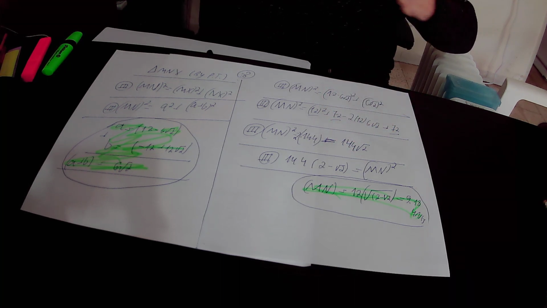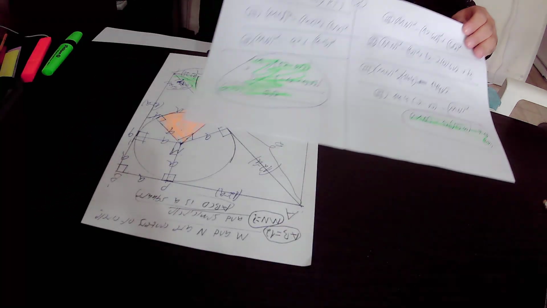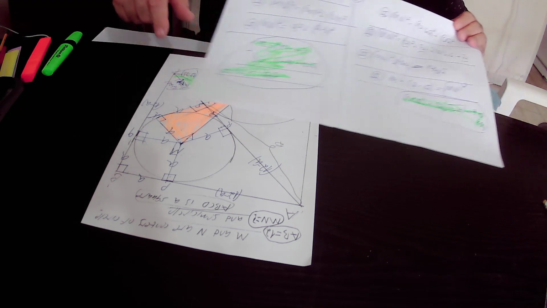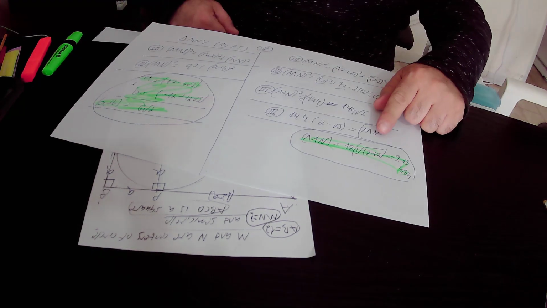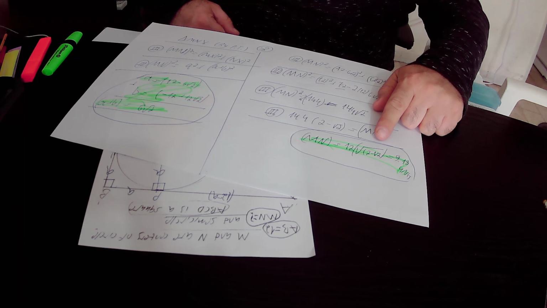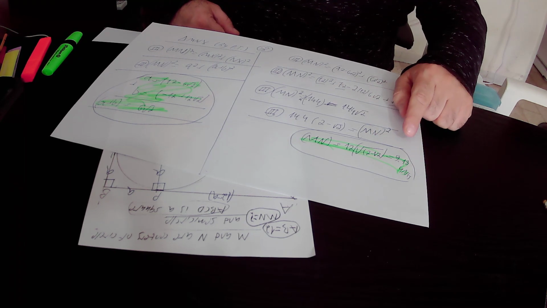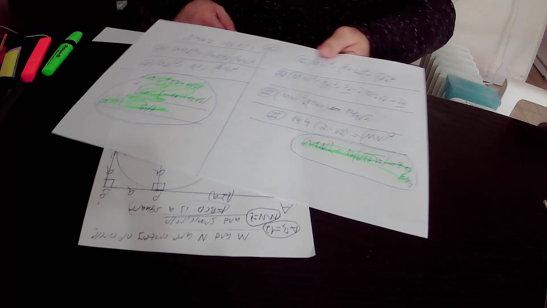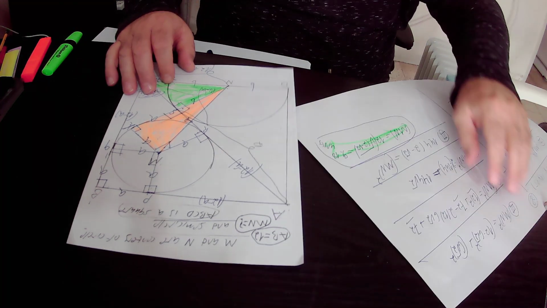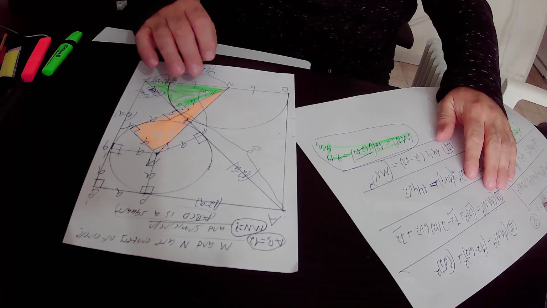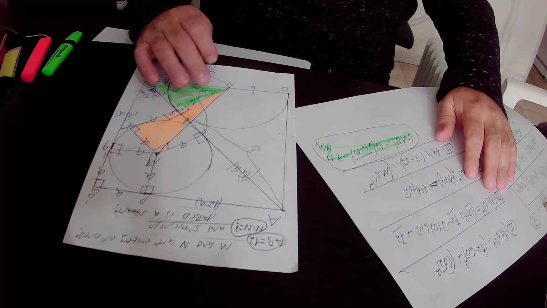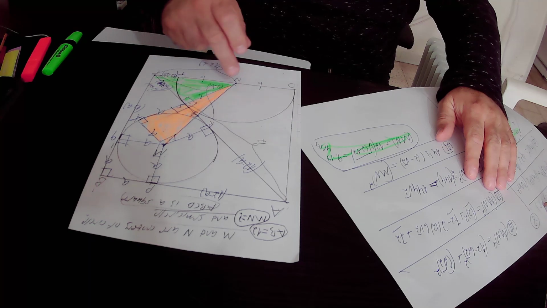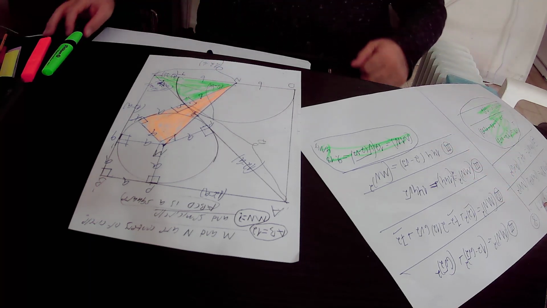So in conclusion, we found out that MN, the distance between the center of the semicircle and the center of the circle, equals 12 times the square root of 2 minus the square root of 2 units. In terms of numbers, it equals 9.18 units. Again, the value of MN equals 12 times the square root of 2 minus the square root of 2 units, or in terms of numbers, MN equals 9.18 units. Okay, thank you very much.